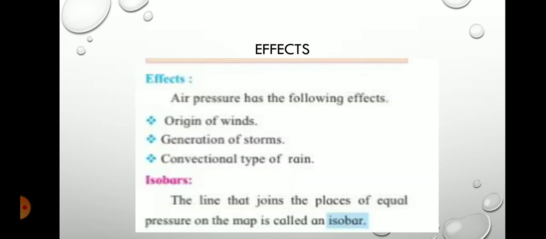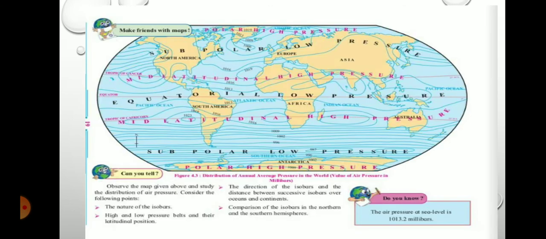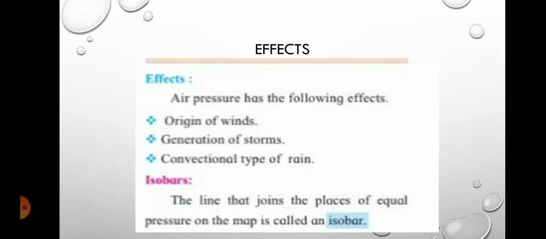Effects. What are the effects of these? Air pressure has the following effects: origin of winds, generation of storms, convectional type of rain. Isobars. The line that joins the places of equal pressure on the map is called an isobar. This is called isobar.